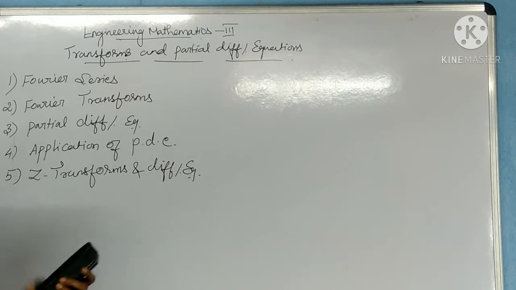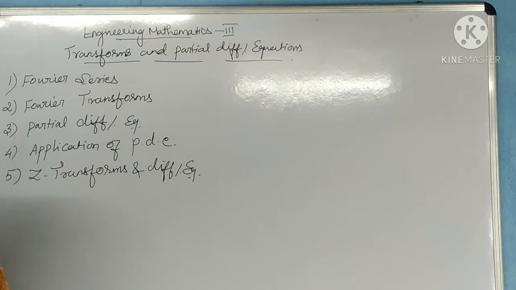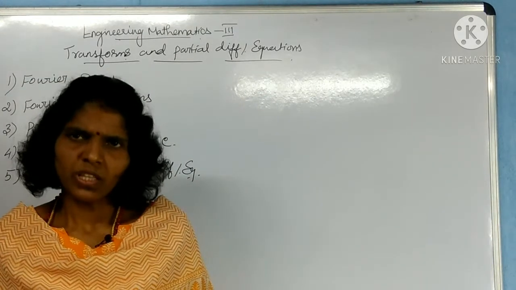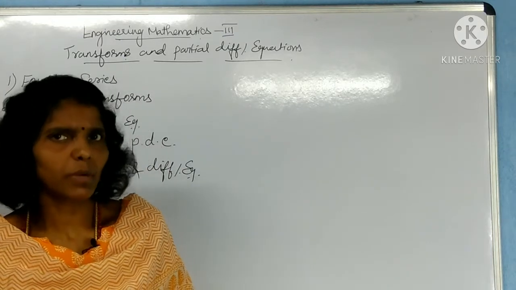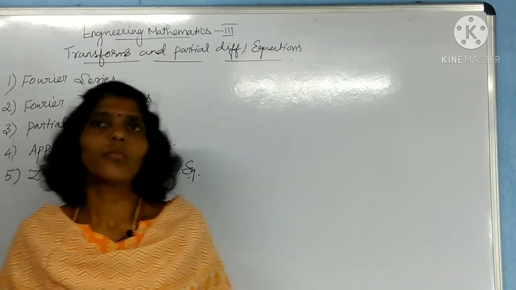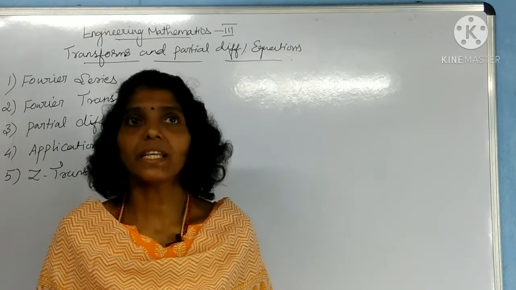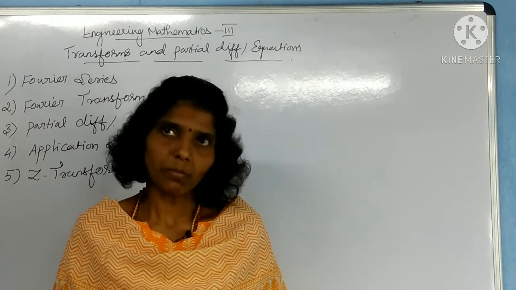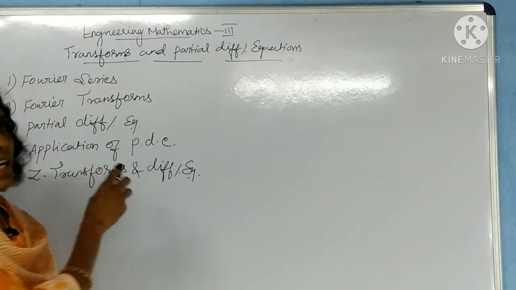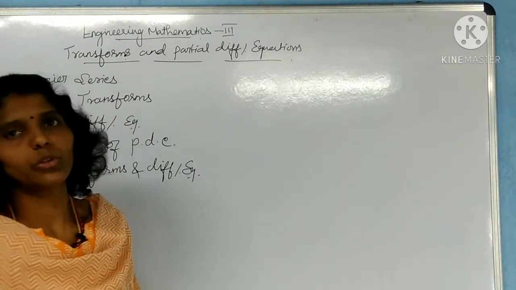Okay, now how to allocate the marks for the engineering mathematics paper? Before that, I would like to say something about the M3 paper. This M3 paper is used by other departments also. For example, EC students in the 4th semester study the DSP paper, that is the digital signal processing paper. That paper also applies Fourier series, Fourier transform and Z transform. All the formulas are applicable to the DSP paper.